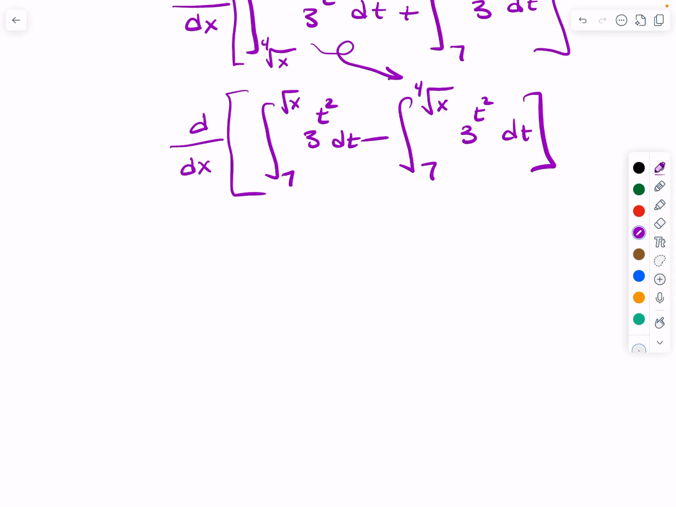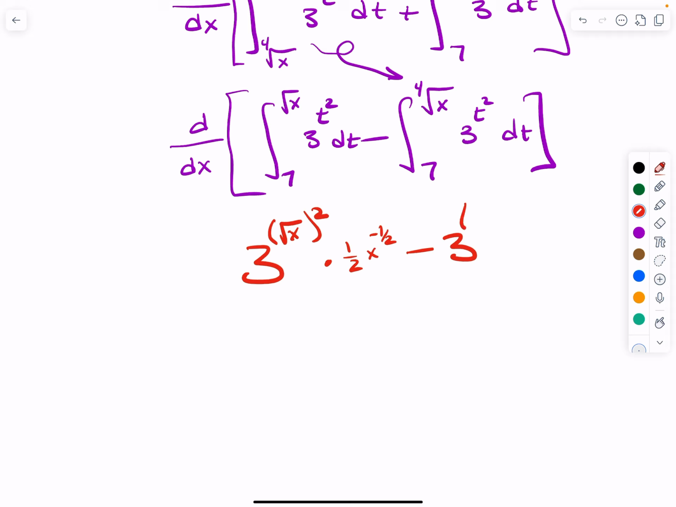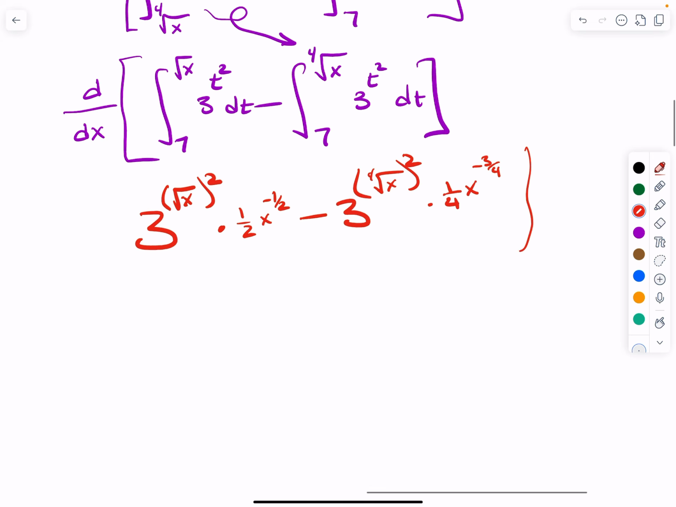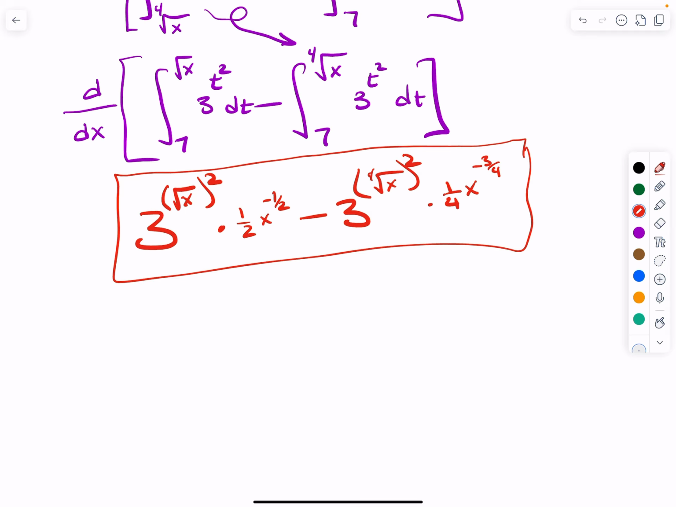Now I can go ahead and do this derivative. We're going to use the chain rule each time, so it's going to be 3 to the, in this case, square root of x squared times the derivative of square root of x, which is 1/2 x to the negative 1/2. And then the next one is going to be 3 to the fourth root of x squared. And here we have to do 1/4 x to the negative 3/4. That's pretty much it. You could clean this up, but why? Let's just leave it like that.